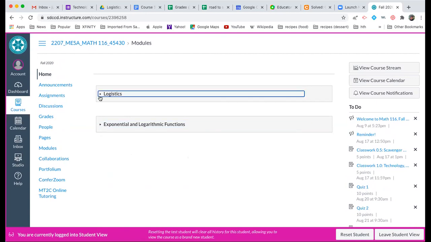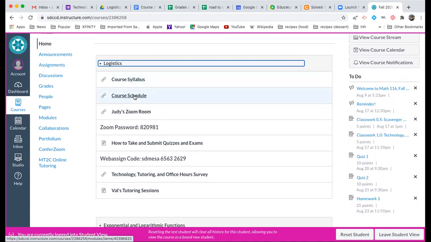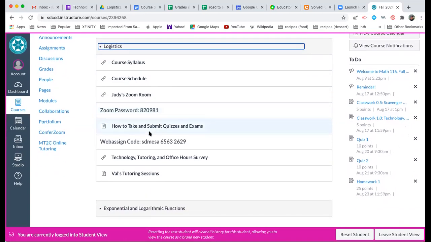If you go into the logistics tab, this is where you can find the syllabus and the schedule, the Zoom room, the password, all of that information. I know some people were having trouble getting onto WebAssign. I believe that the codes should be getting sent out to you soon, so that you don't have to pay for it. But either way, if you sign up right now, you should be able to access a 14-day free trial. So you can at least get started on the homework that is due on Sunday this week, okay?